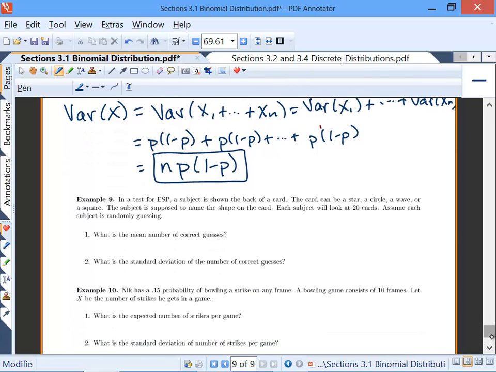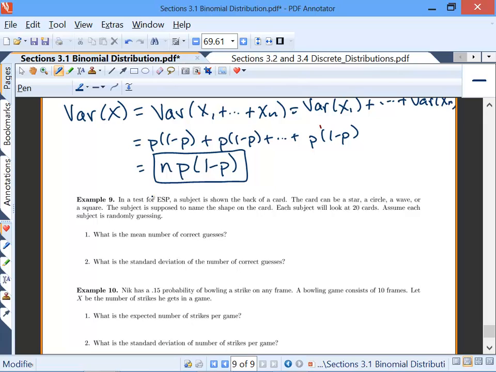Now, the fact that those formulas are so simple makes it really easy to actually work with the binomial distribution. So here's an example. In a test for ESP, a subject is shown the back of a card. The card can be a star, circle, wave, or square. The subject is supposed to name the shape on the card. Each subject looks at 20 cards. Assume each subject is randomly guessing.